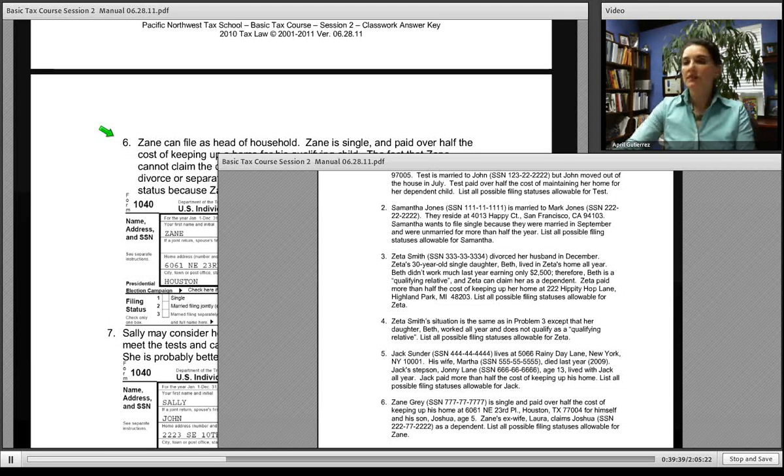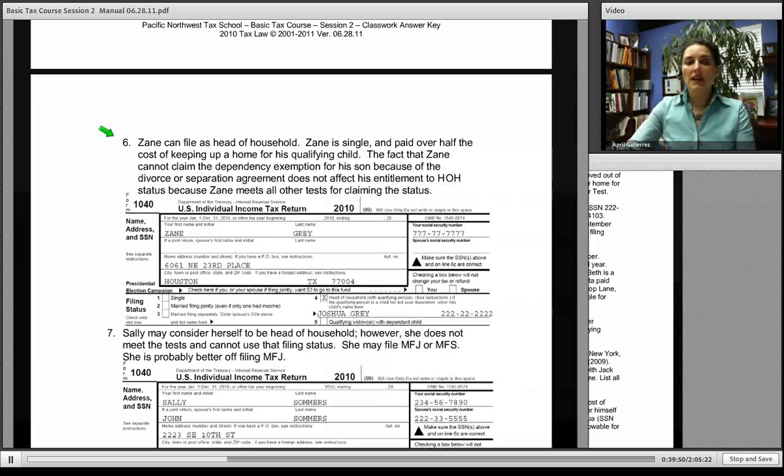Well, the homework assignment is to list all possible filing statuses, and actually they would be single and head of household. Those are the possible choices for Zane, and of those two, head of household is the most optimal filing status. So Zane can file as head of household. He is single and paid over half the cost of keeping up a home for his qualifying child. The fact that Zane cannot claim the dependency exemption for his son does not affect his ability to file as head of household, because the divorce or separation instrument does not affect his entitlement to head of household filing status, simply because the other spouse is claiming the child under the divorce decree.